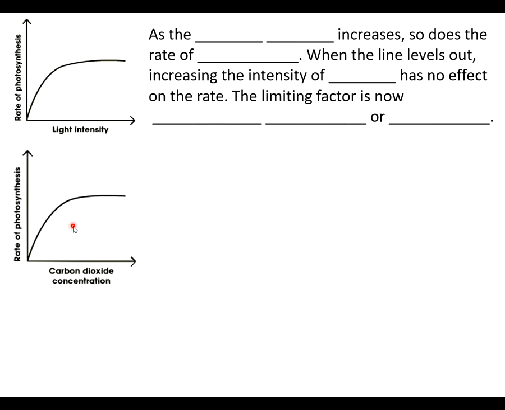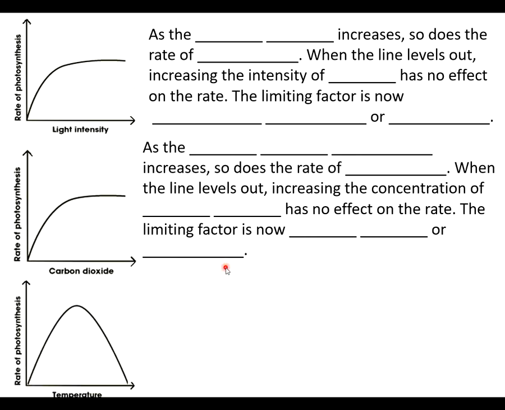Okay. So then we've got the same for carbon dioxide concentration. When we initially increase the carbon dioxide concentration, we increase the rate of photosynthesis. But again, it plateaus off, it levels off, doesn't get any higher. Okay, and then lastly we've got the temperature, a completely different graph. It goes up and it goes down.